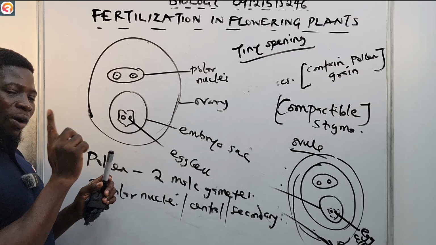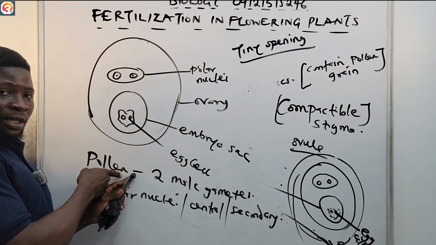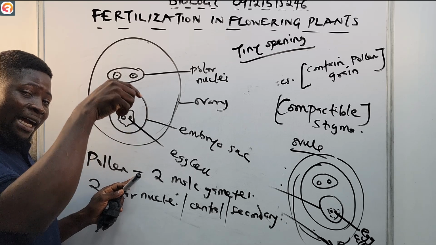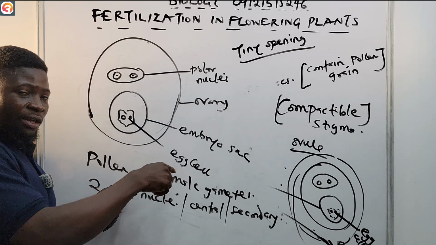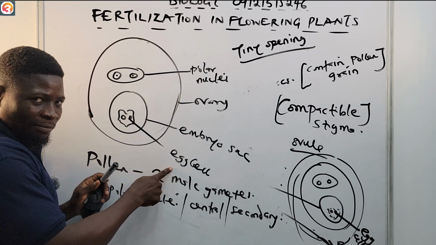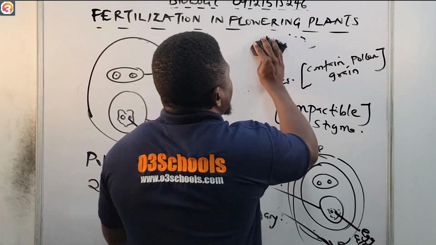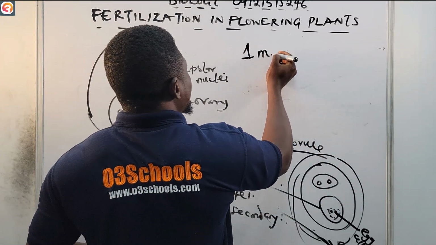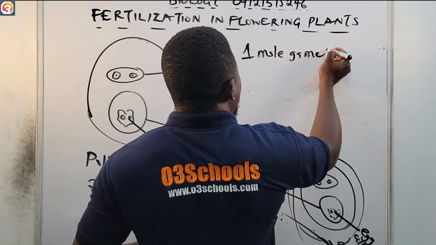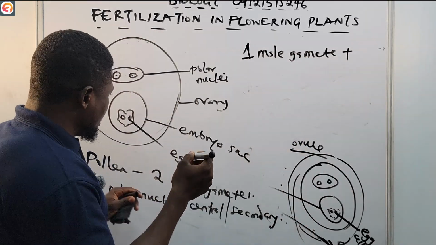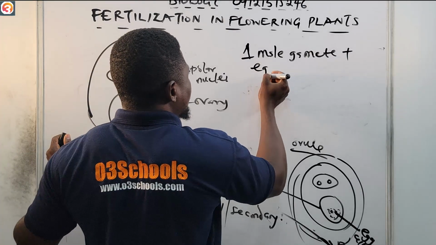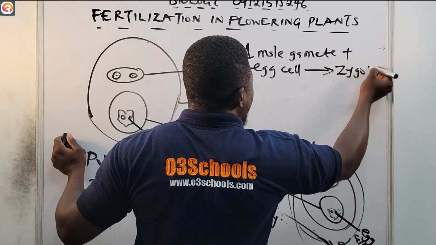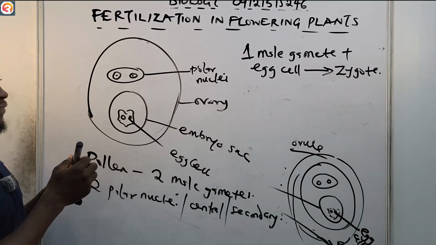At this point, one of the male gametes in the pollen, which has landed on the stigma and now gone through the style to the ovary, will fuse with the egg cell. So let's see that. One male gamete will fuse with the egg cell, and this will form a zygote.